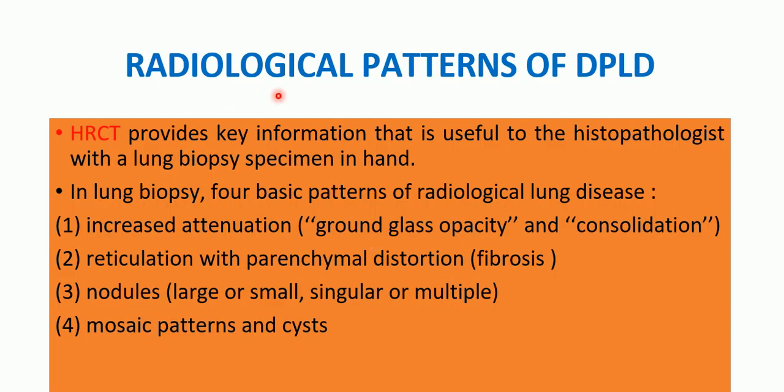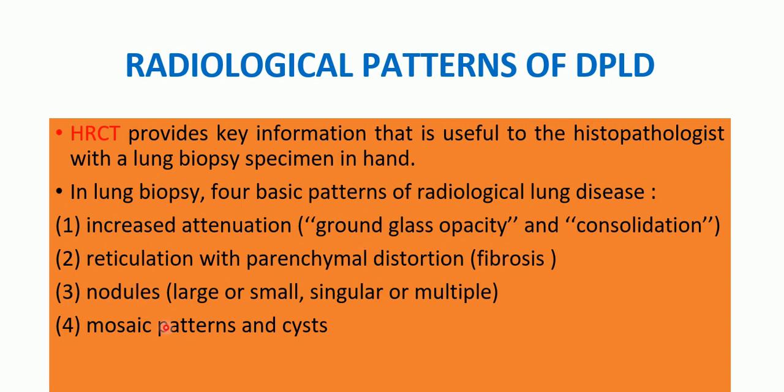Coming on to the radiological patterns of diffuse lung diseases, HRCT provides key information that is useful to the histopathologist with a lung biopsy specimen in hand. Four basic patterns of radiological disease can be seen: increased attenuation, reticulation with parenchymal distortion as seen in cases of fibrosis. There can be nodules as well as mosaic patterns.